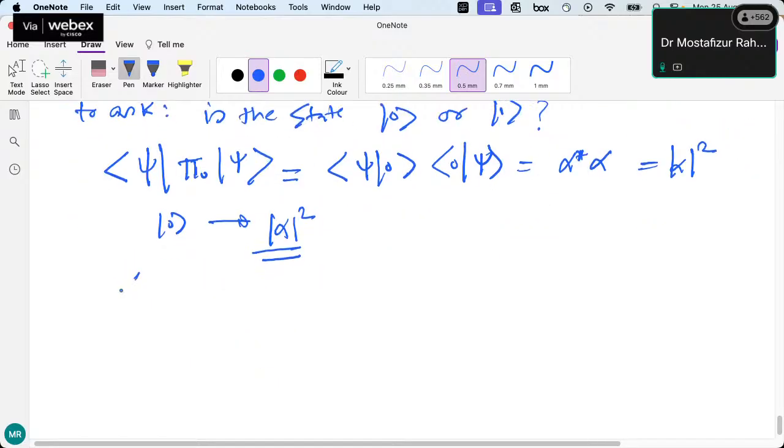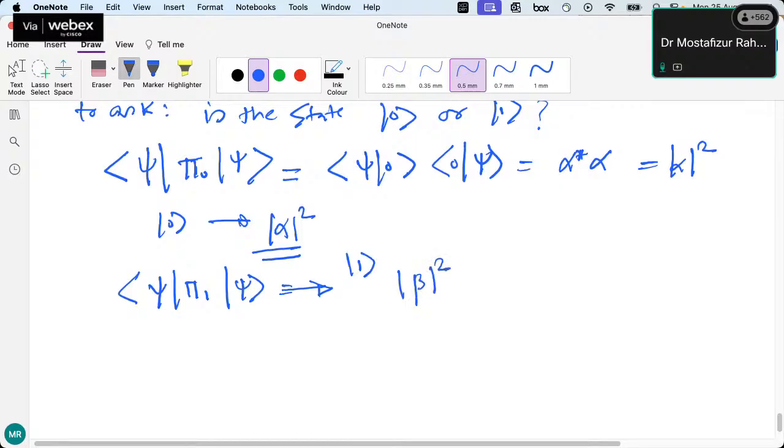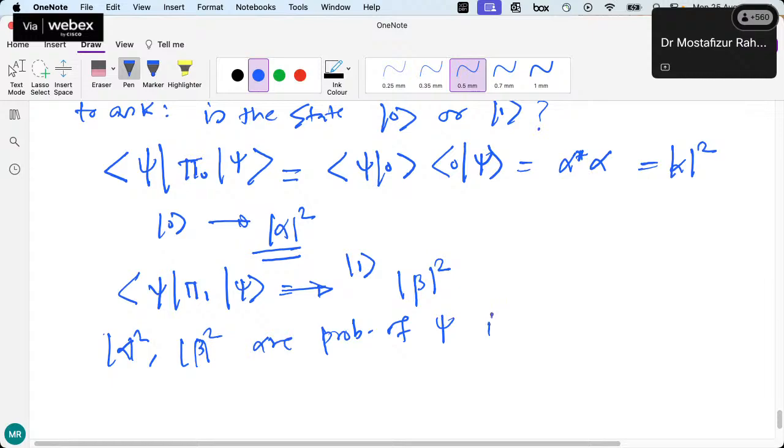Similarly, if I do <psi|pi 1|psi>, that will give me the probability of the quantum state in Ket1, that is beta square, right? So these alpha square and beta square are the probabilities of the state psi in Ket0 and Ket1. If I do repeated measurements, I can get this probability, right? And we have seen that if we measure the Z operator, because it has a natural eigenbasis of 0 and 1, we can easily retrieve these alpha square and beta square, right?